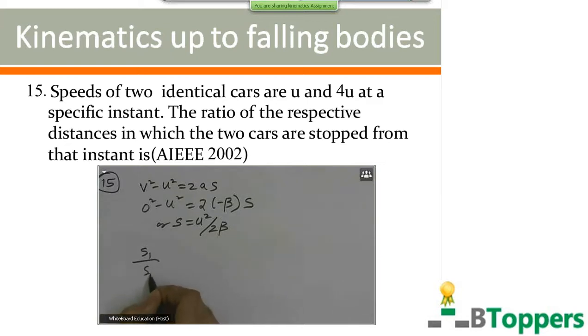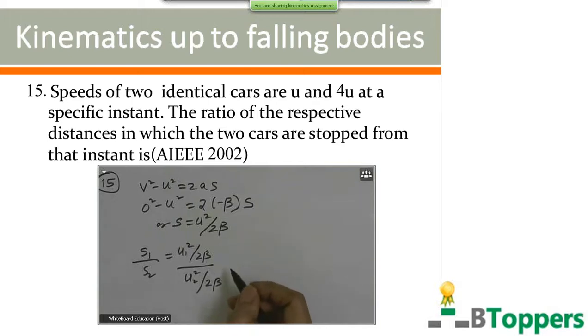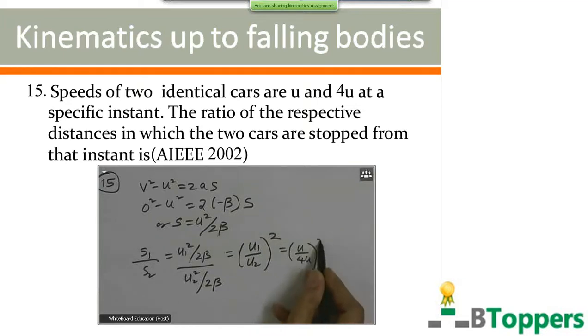Therefore distance traveled by the first car before it comes to rest is equal to u1 square by 2 beta. Distance traveled by the second car before it comes to rest during the retarded motion is equal to u2 square by 2 beta. Here u1 and u2 denote the initial speeds of the two cars. Beta is the retardation which is the same for both the cars. Here u1 is given to be u, u2 is given to be 4u.